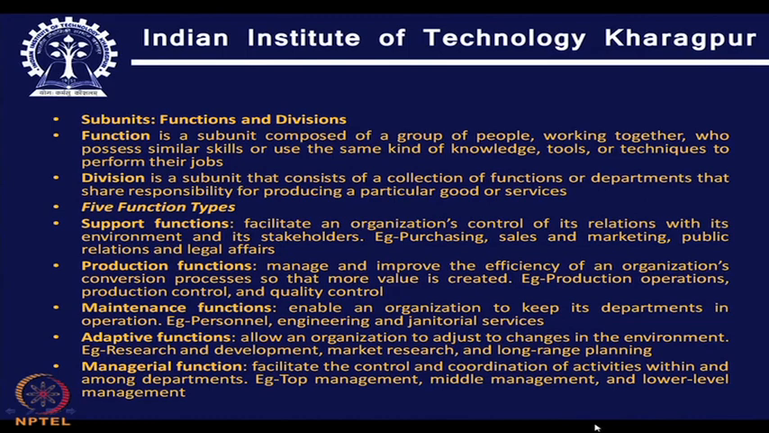Product functions manage and improve the efficiency of an organization's conversion process so that more value is created. Example, production operations, production control and quality control.